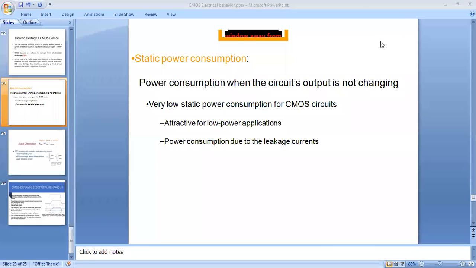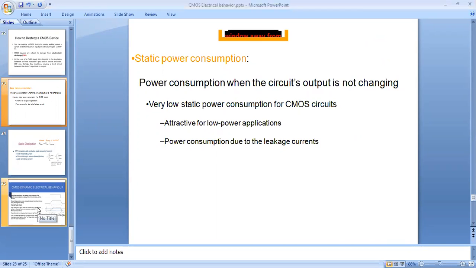After that we study the CMOS circuit behavior with a resistive load and non-ideal inputs. After that, in today's class we observed fan in, fan out, and next power consumption, and after that how we destroy one CMOS device. So with this CMOS steady state electrical behavior is completed.